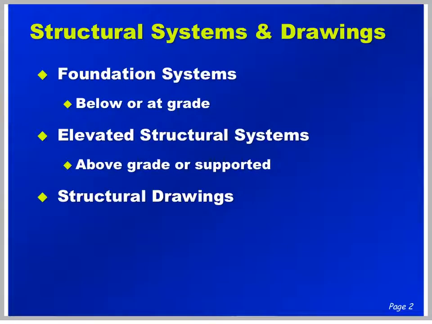First, let's talk about structural systems. Structural systems start with the foundation, which is typically below grade or at the grade portion of the structure. Elevated structure is typically above grade and structurally supported by columns, walls, and then the foundation. And then after we're done with that, we will review some structural drawings. So, let's get back to the foundations.